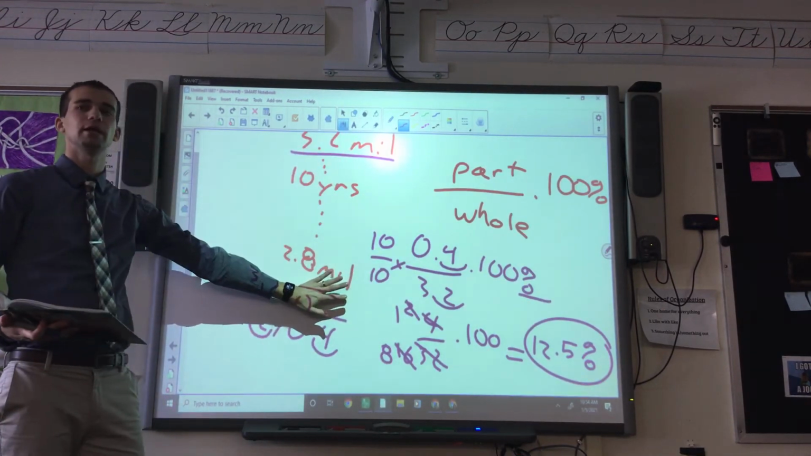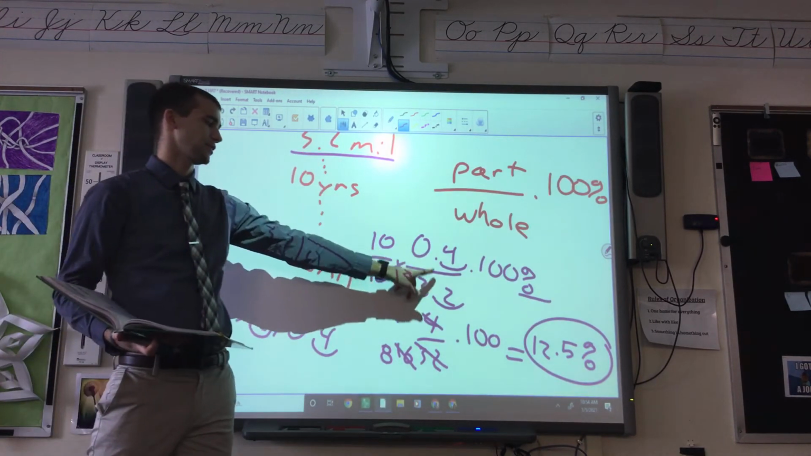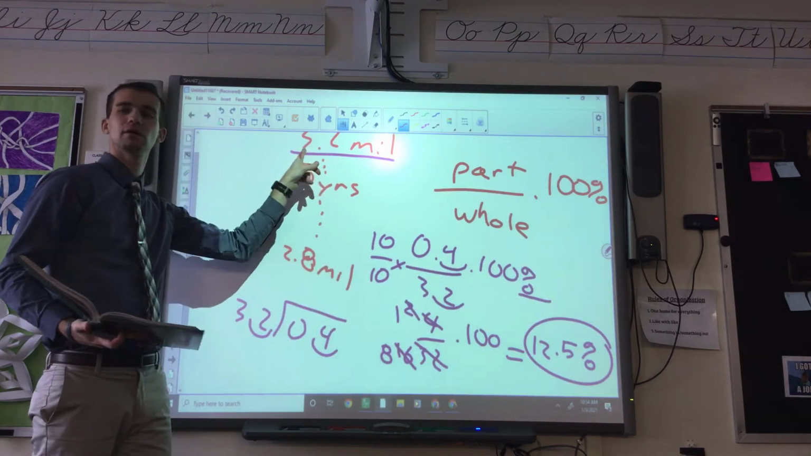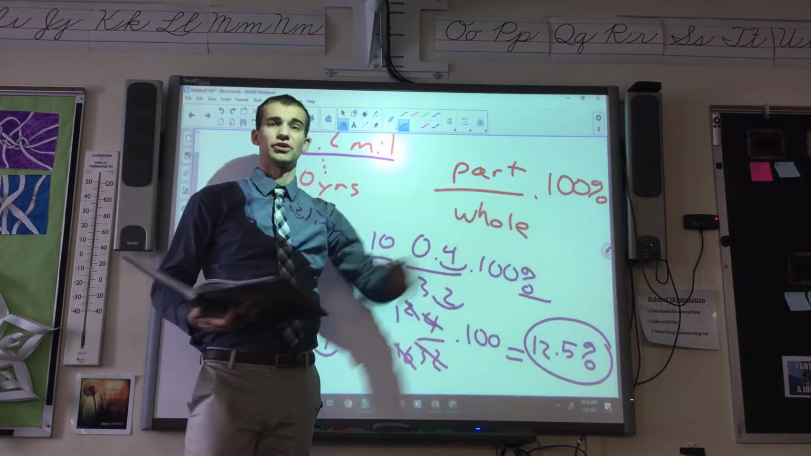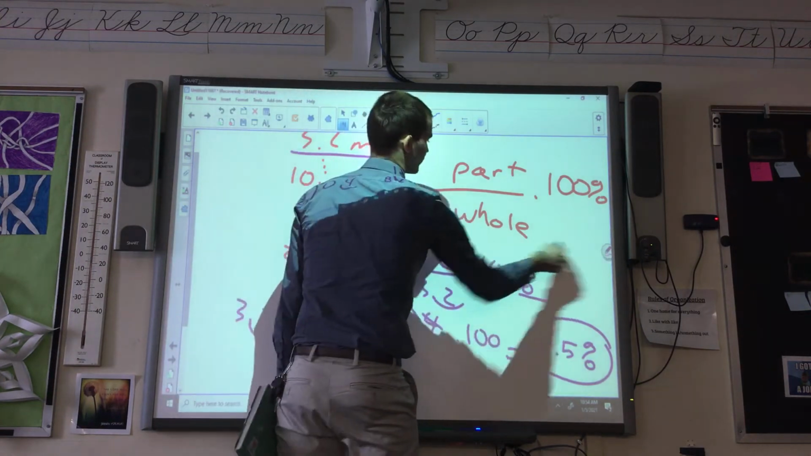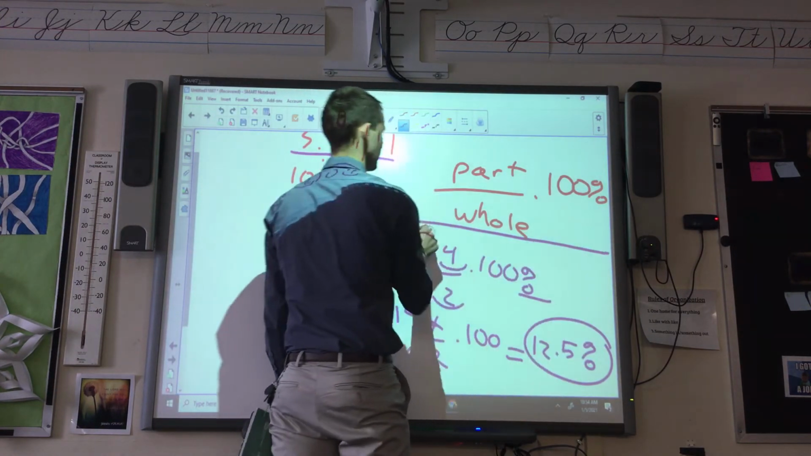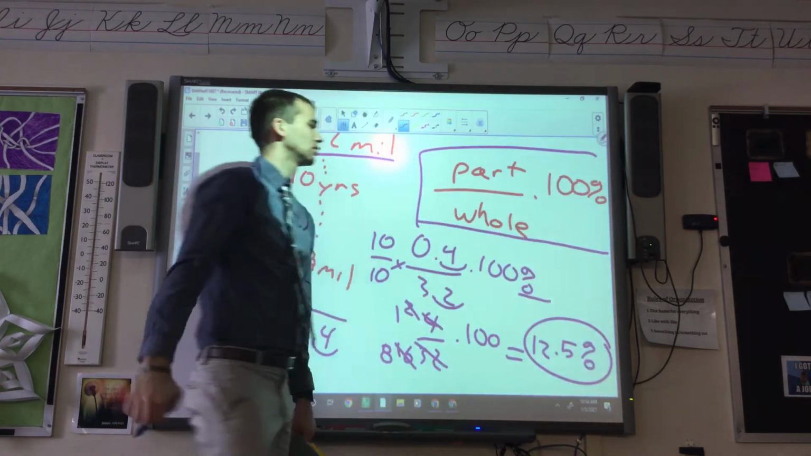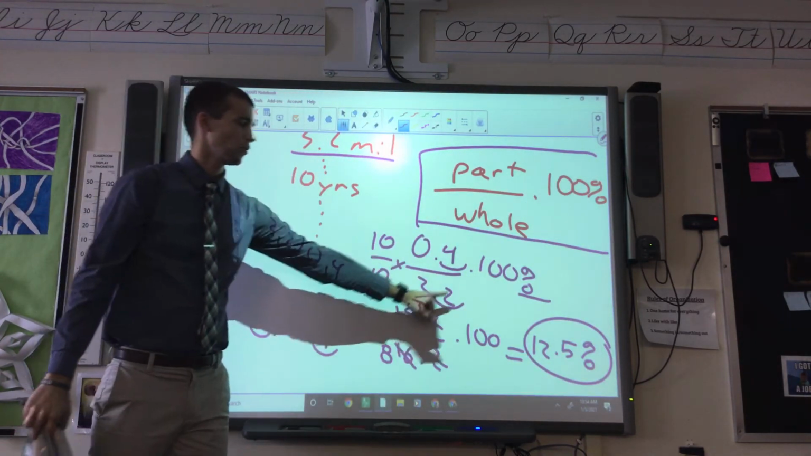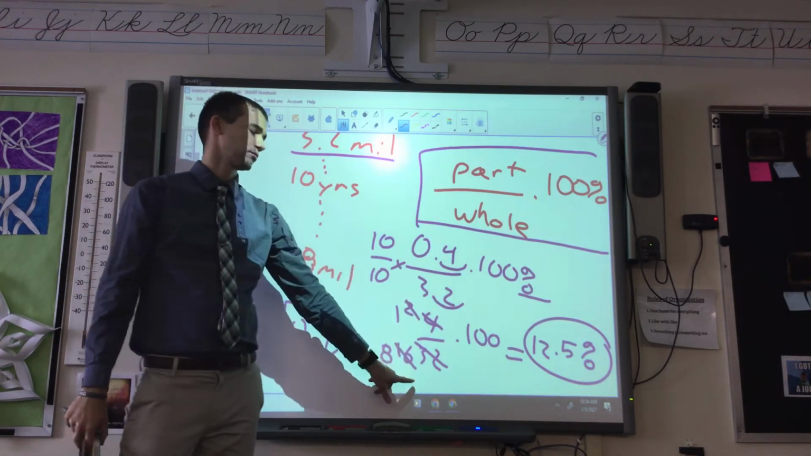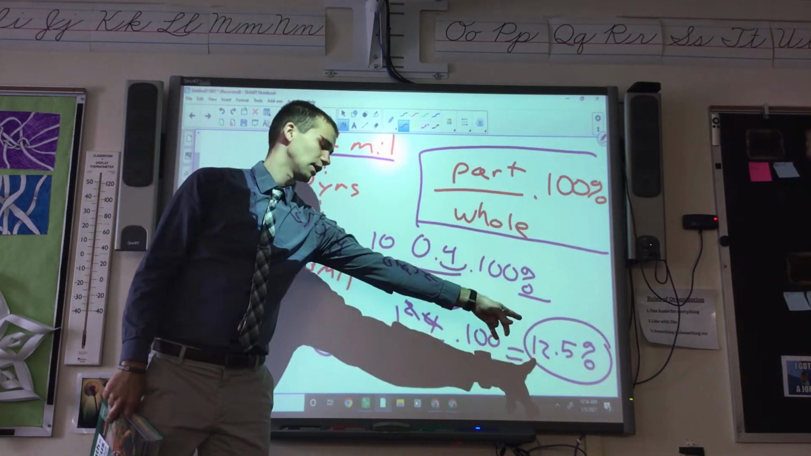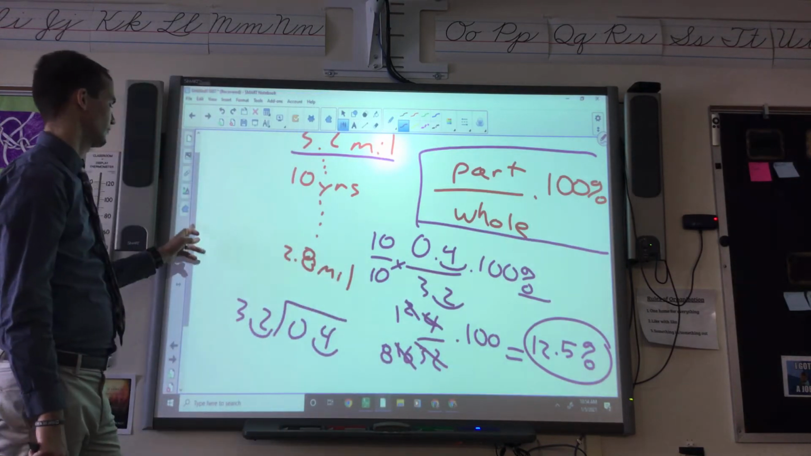3.2 million down to 2.8 million. So 0.4 is the difference, 0.4 change over 3.2, which is the whole. Remember, part over whole times 100. If there's nothing else you write down from this, it should be this. Part over whole times 100. Shift the decimal points for both of them, multiply by 100, and get 12.5%.